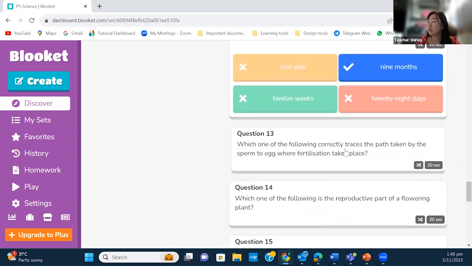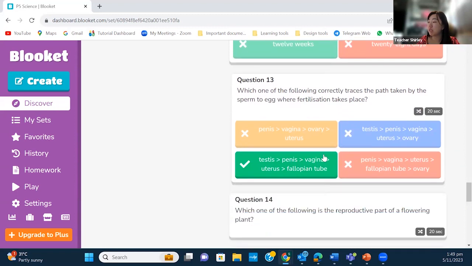Which of the following correctly traces the path taken by the sperm to the egg? It's usually from the testis of the male, the male sexual reproductive organ, to the penis. Then the penis will release the sperm, right? Then the sperm will enter the vagina, and then the uterus, and finally the fallopian tube where the sperm will fuse with the egg.